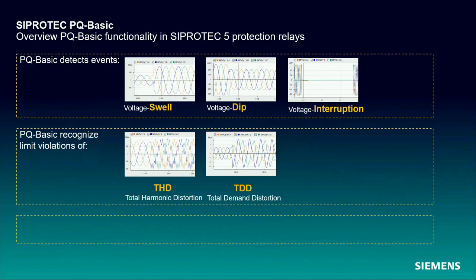Similar measurement and evaluation are used to monitor limit violations for the total demand distortion, TDD. The main difference to the THD is that the TDD measures the current harmonics and uses different aggregation intervals.